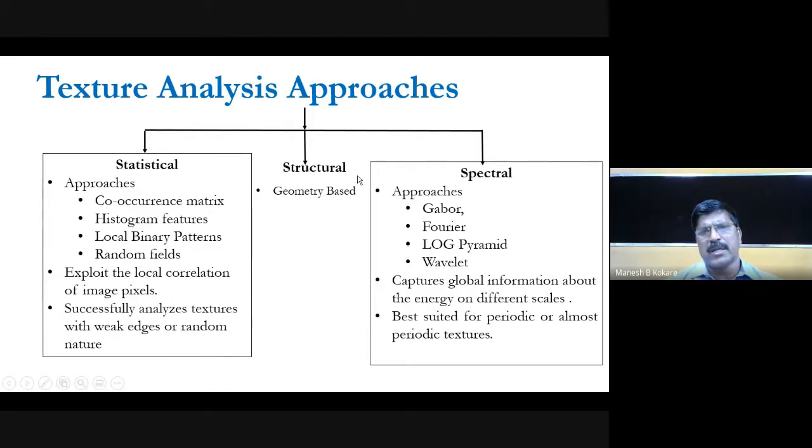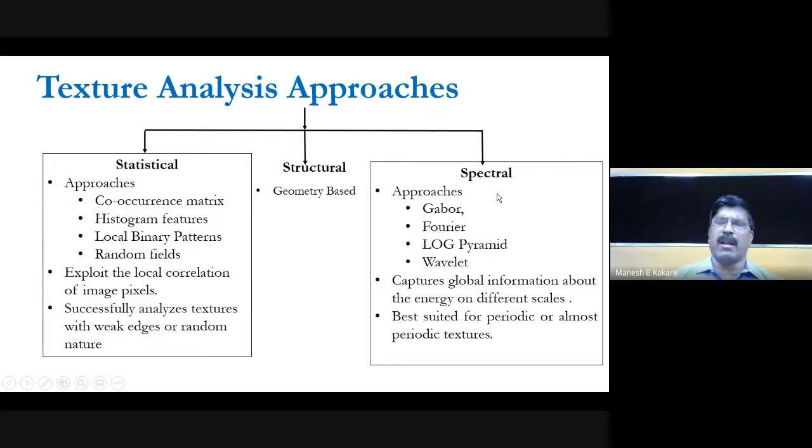One is the structural approach. This is based on the geometry of the texture and the relationship among all those texels. Whereas in the statistical approach, you can use statistical features like finding the co-occurrence matrix, or histogram features, or local binary patterns, and then random fields. So these are the approaches which are used in the statistical approach.